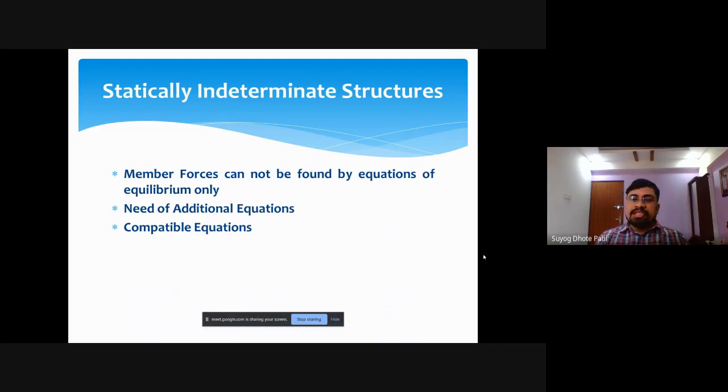If in a structure we can't calculate the unknown forces by using only equilibrium equations, then that structure is termed an indeterminate structure. For that structure we need additional equations apart from the equilibrium equations. These additional equations are termed compatibility equations. What are these compatibility equations, and what is the meaning of this? We will study further in the coming slides.